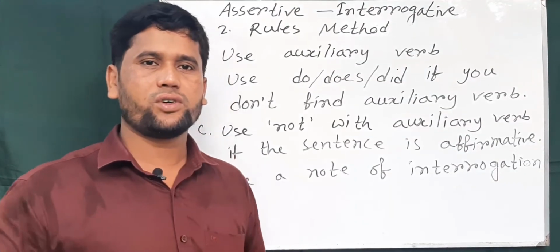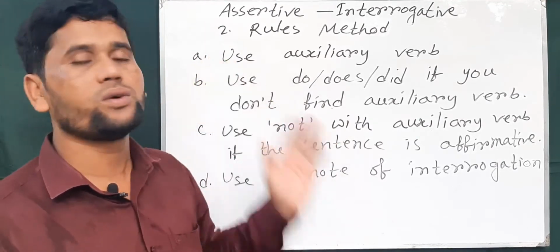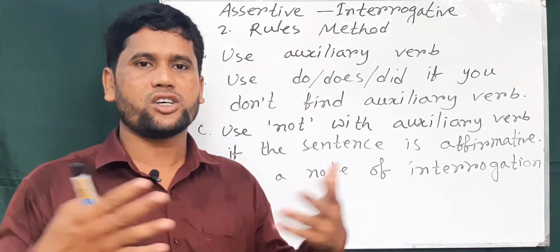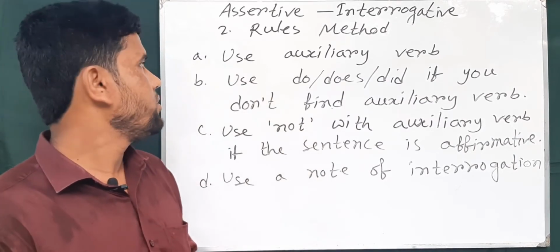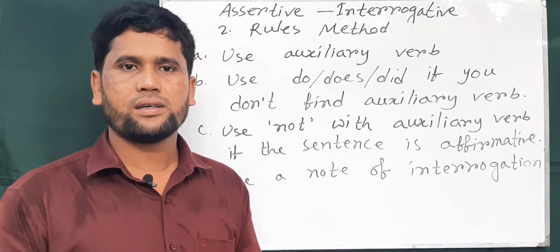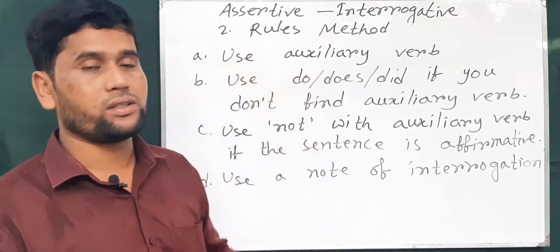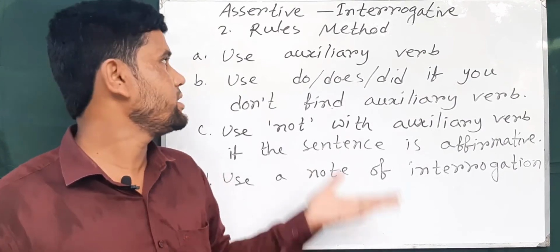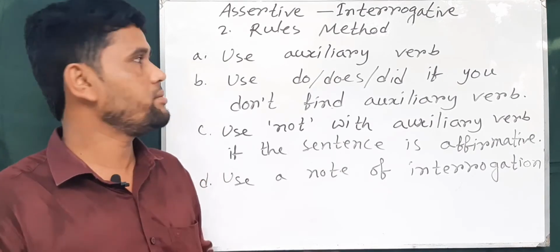So dear student, if you don't find everyone, everybody, or nobody, no one, none, you can use the rules method. For rules method, when you change any assertive sentence to interrogative sentence, first you need to follow these 4 rules. One is use auxiliary verb. So you know, an interrogative sentence must start with auxiliary verb or WH word. Generally we find in assertive sentence, sometimes we may find auxiliary verb. If you find auxiliary verb, then write an auxiliary verb first.